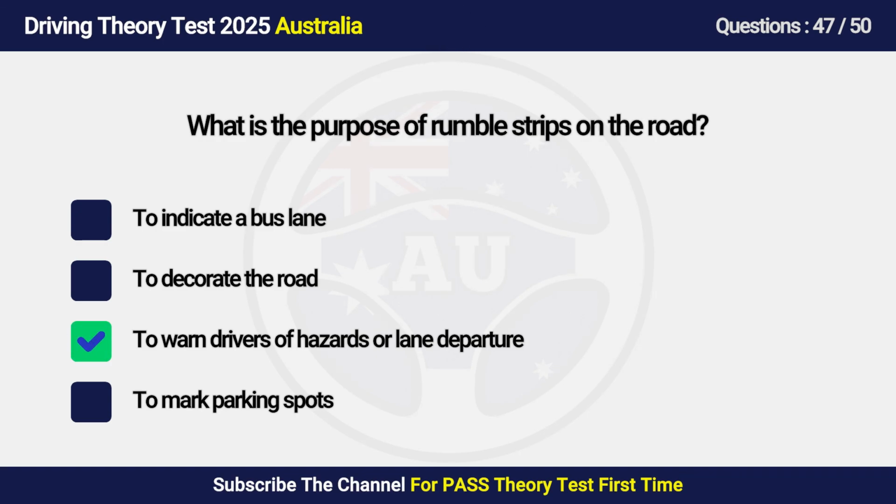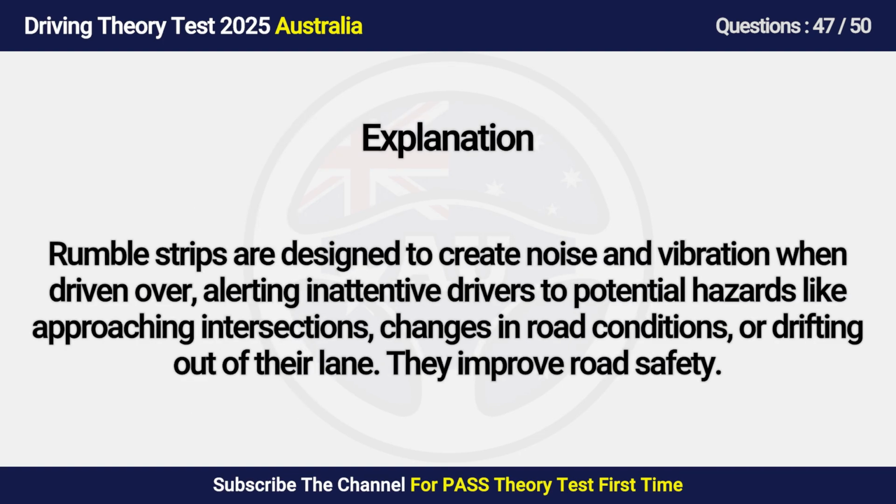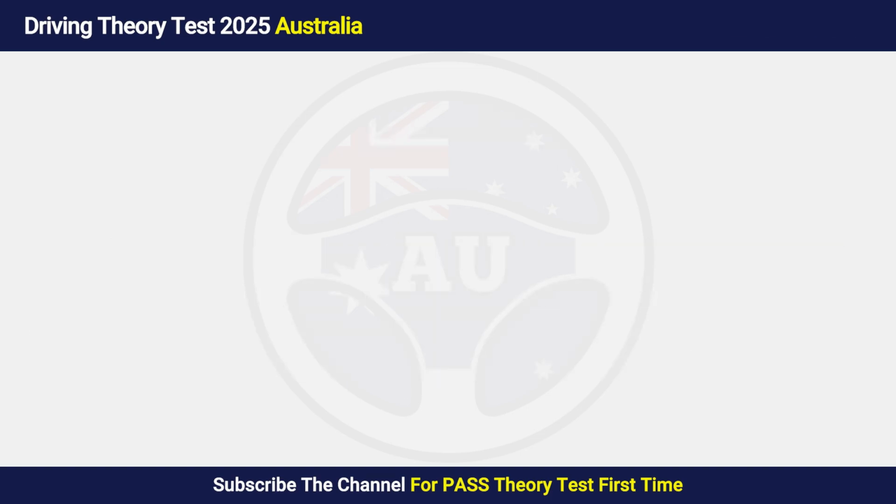Answer is C. To warn drivers of hazards or lane departure. Rumble strips are designed to create noise and vibration when driven over, alerting inattentive drivers to potential hazards like approaching intersections, changes in road conditions, or drifting out of their lane. They improve road safety.